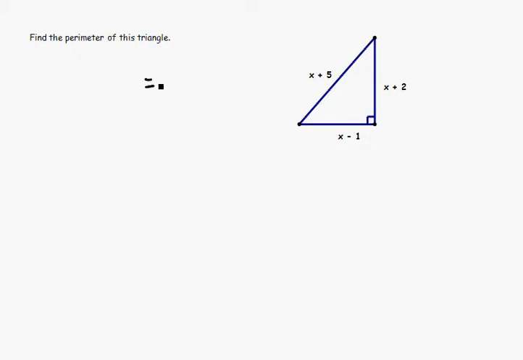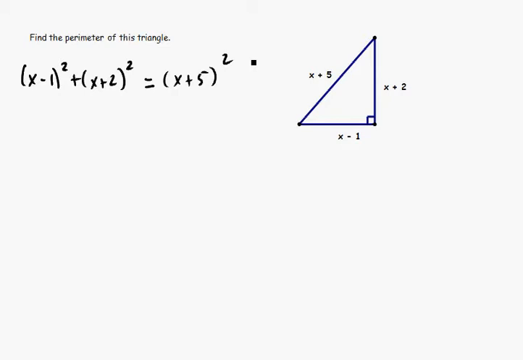So the equation that we're going to write is going to come from the Pythagorean theorem. The Pythagorean theorem says that the leg squared plus the other leg squared equals the hypotenuse squared in a right triangle. In other words, (x minus 1) squared plus (x plus 2) squared equals (x plus 5) squared.